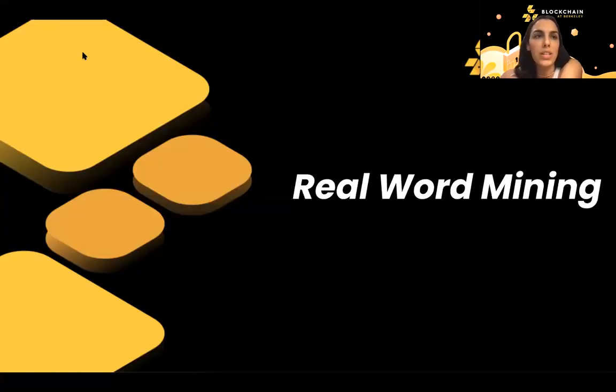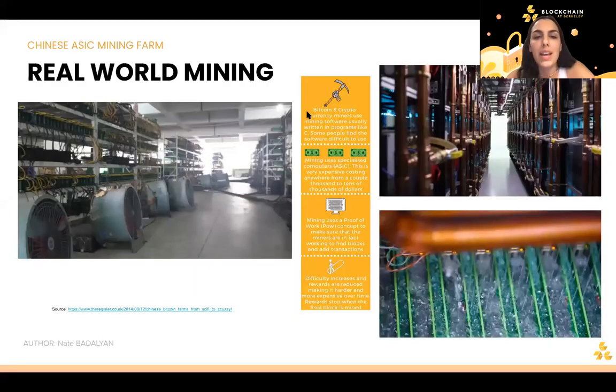Okay, so what does mining look like in the real world? You may have seen some of these photos before. This is what a mining farm looks like. This on the left, with the different wires attached to it, those are ASICs. It's super expensive, and it's literally just mining Bitcoin. That's all it's doing. Each of those can cost around $1,500, and they're all trying to find that next block.